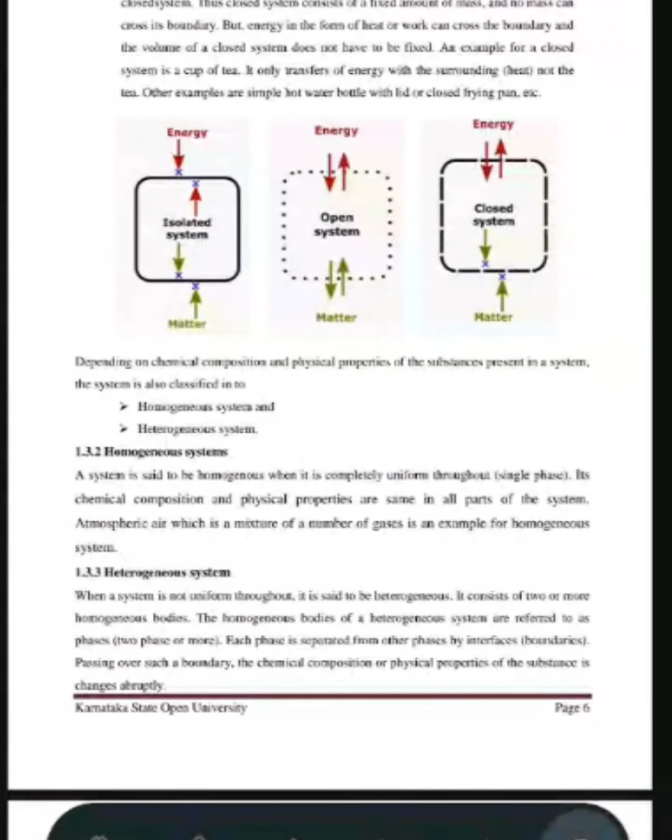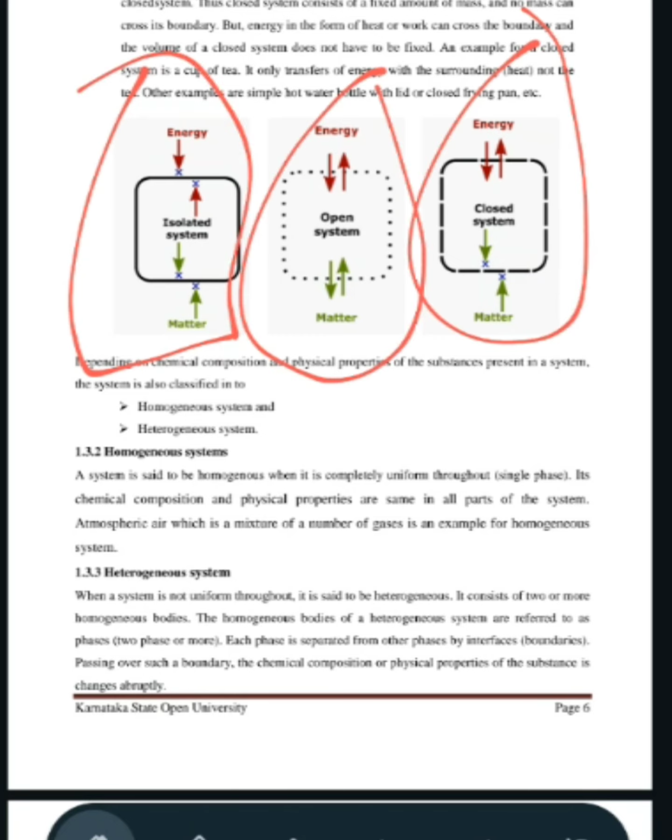This is with respect to isolated, open, and closed systems. In an isolated system, energy or matter cannot be exchanged. In an open system, energy and matter can be exchanged with the surroundings. And in a closed system, matter cannot be exchanged.